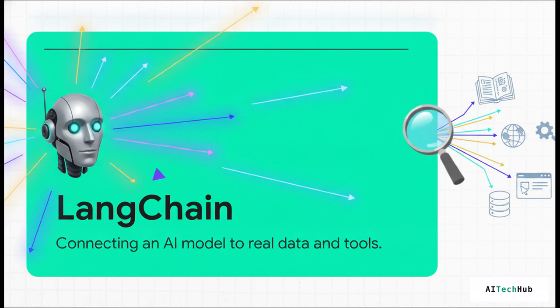LangChain's role is to act as the bridge. It connects an isolated AI model to real external data and real-world tools. It's basically the framework that lets you start chaining together complex operations.